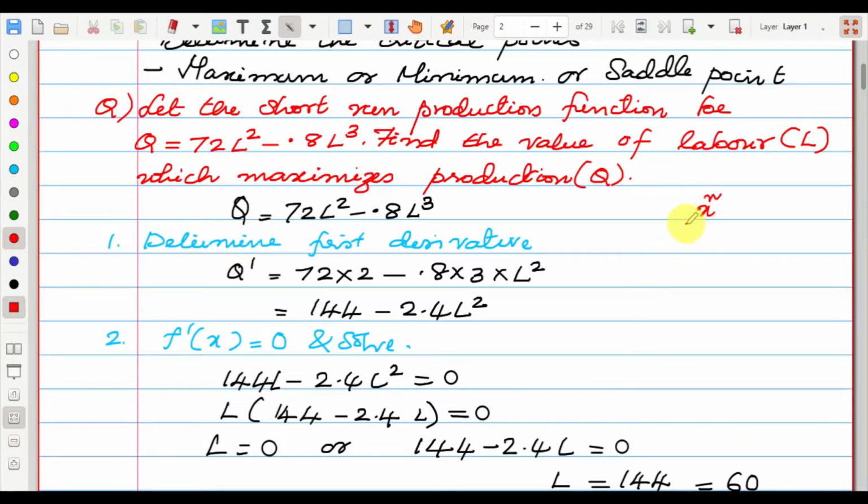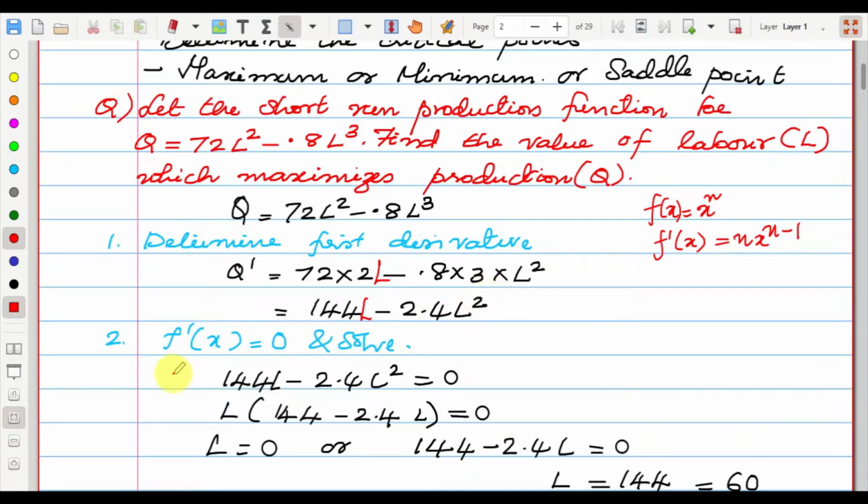If we have a function x raised to n, then the derivative of this is n x raised to n minus 1. So here we have 2 as the power: 72 into 2 L, minus 0.8 into 3 into L raised to the power 3 minus 1, that is equal to 2. So this is 144 L minus 2.4 L square.